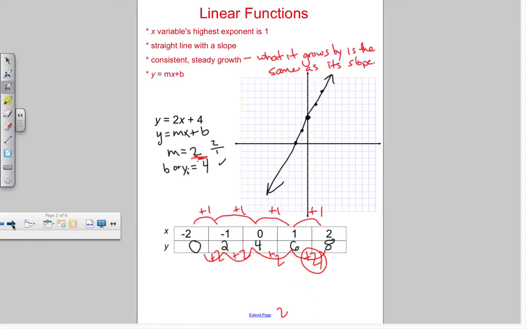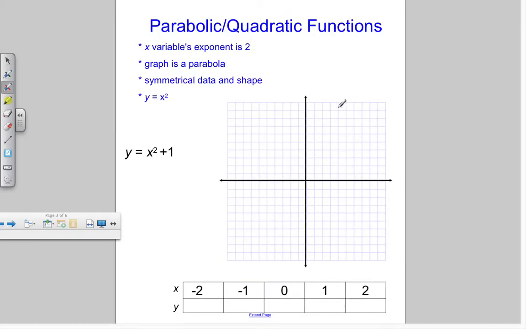Now, let's move on to another family of function. Parabolic or quadratic functions. Okay, these ones are going to be a little bit more difficult. The way you can tell that it's parabolic or quadratic is that the x variable's exponent is a 2. Look at this example. See how it's x squared? Well, anytime you have x squared, you know it's quadratic or parabolic.